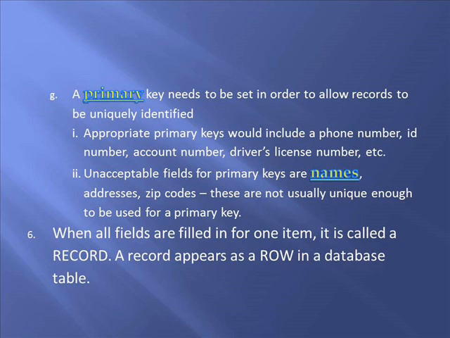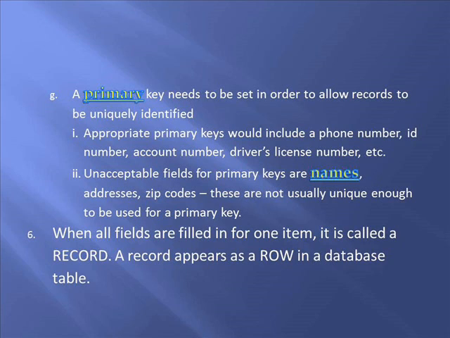or text that are uniquely identified and only for that one person. Unacceptable fields for primary keys are things like names, addresses, zip codes, because these aren't unique enough to be used for a primary key. Many people can have the same name, the same zip code, the same address even.